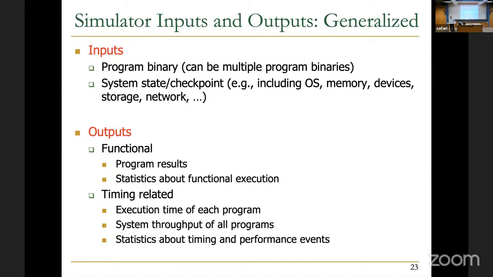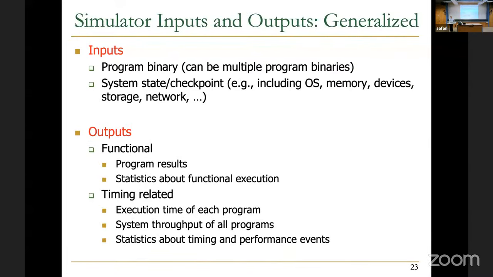Or for example, system throughput of all programs, or statistics about timing and performance events. So all these are timing related, and you actually need to work with simulators that are timing simulators. State of the art simulators mostly have this functional and timing part together. A part of the simulator could be functional, which is also called emulation. So when you emulate your system, you don't really care about the detailed timing of that system. You just want to emulate and show how this system works at the functional level. But there is also a backend of simulators that usually does the timing part.